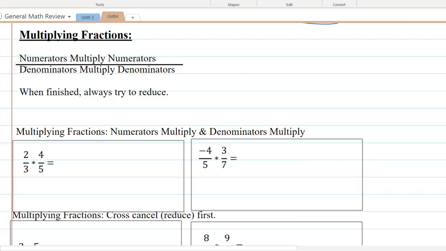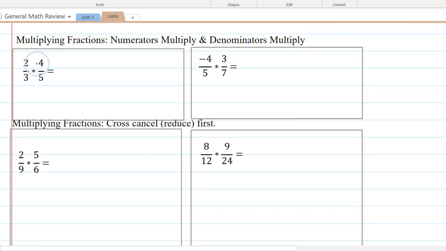Now moving on to something much easier, multiplying fractions. All you have to do is multiply straight across and look to reduce. The numerator multiplies times the numerator, and the denominator multiplies times the denominator. When you're finished, always try to reduce. I have 2/3 times 4/5. I'm going to multiply directly across. The 2 times the 4 is 8 over the 3 times the 5 is 15. Look to see if I can reduce. Nothing goes into both numbers, so I have an answer.